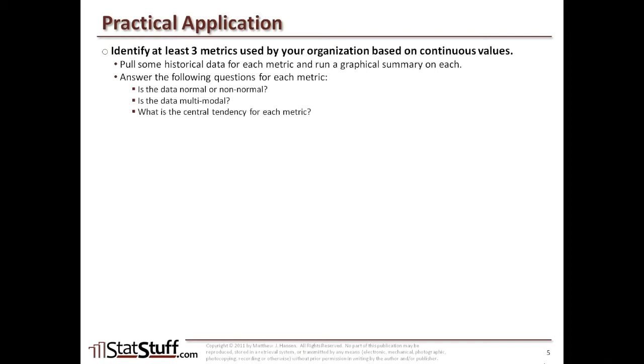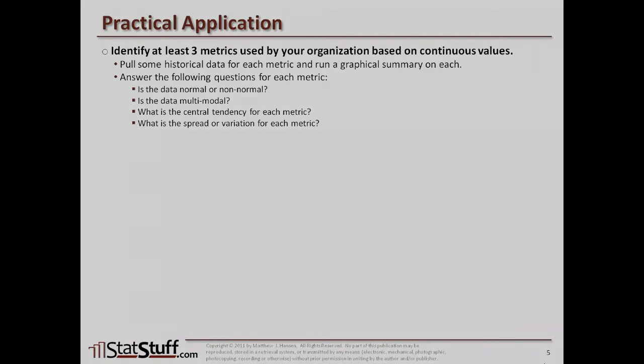Or what's the central tendency for each metric? Is it going to be the mean or the median, and what's helping you determine which one to use? And what is that value for the mean or the median, or whichever one you're tending to use here? And also, what is the spread or the variation for each metric? And again, what's telling you which one you want to use? Are you going to be using the standard deviation? Are you going to be using the stability factor? And how is it that you calculate each one of those?